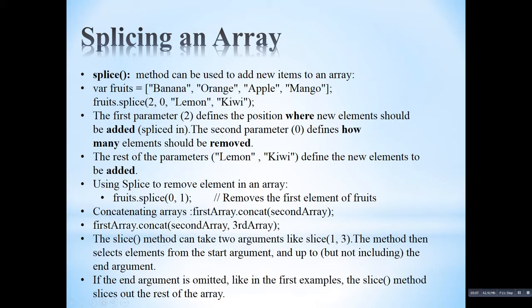The slice method can also take two arguments, like slice(1, 3). The method then selects elements from the start argument up to, but not including, the end argument. If the end argument is omitted, like in the first example, the slice method slices out the rest of the array. We'll see the demo.